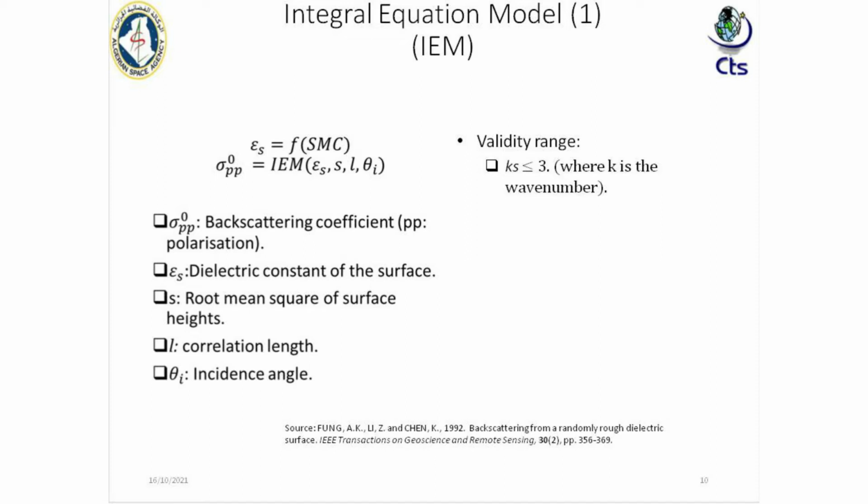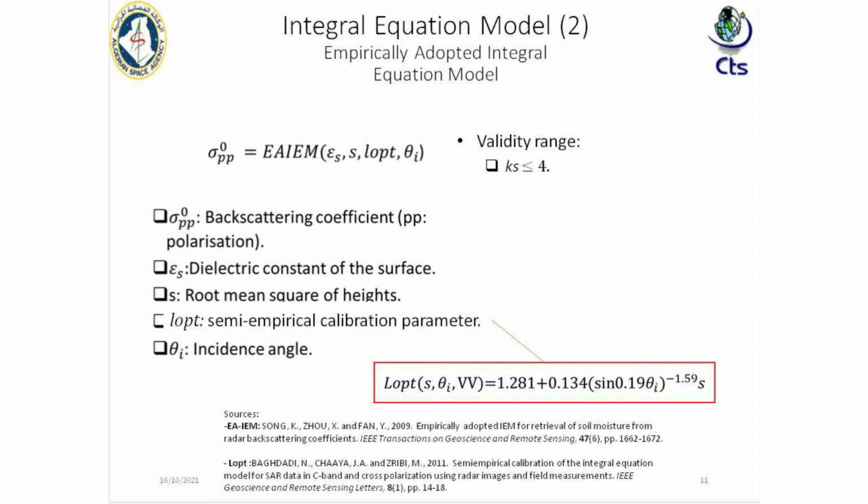However, it has a very limited validity range. We're speaking about the surface roughness profile of the fields that we're inspecting. So we took a couple of measures to correct that, by adding a new semi-calibration parameter, and we used a different kind of integral equation model. It's called the empirically adopted integral equation model, and this one has a higher validity range.